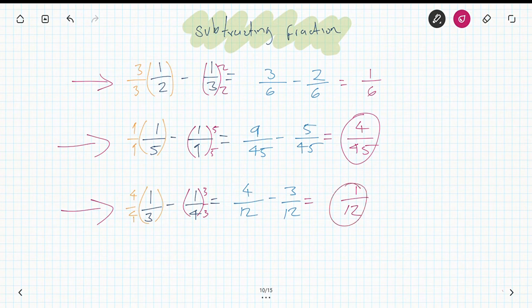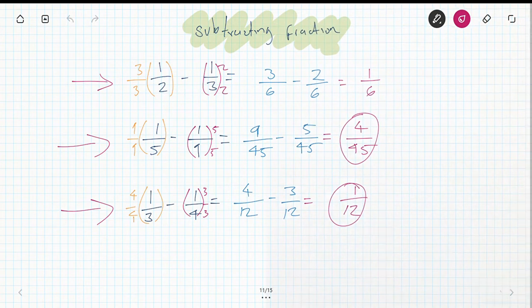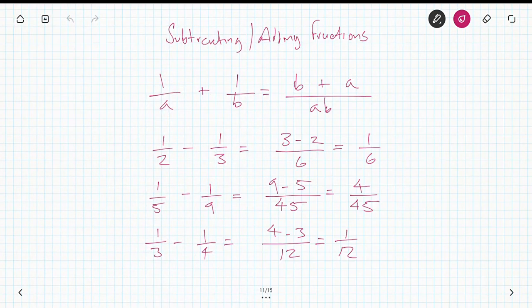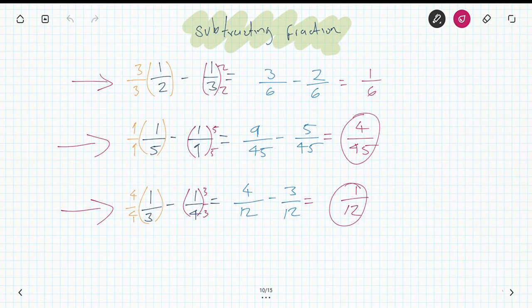There is one easier shortcut, and that is that if you have, for example, 1 over a plus 1 over b, all you have to do to add the fractions is put b plus a, okay, over ab. So for example, like this one over here, 1 over 2 minus 1 over 3, put the 3 first in the numerator minus the 2, over the multiplication of both denominators, so 1 over 6. And that is exactly what we got for the first example, okay?